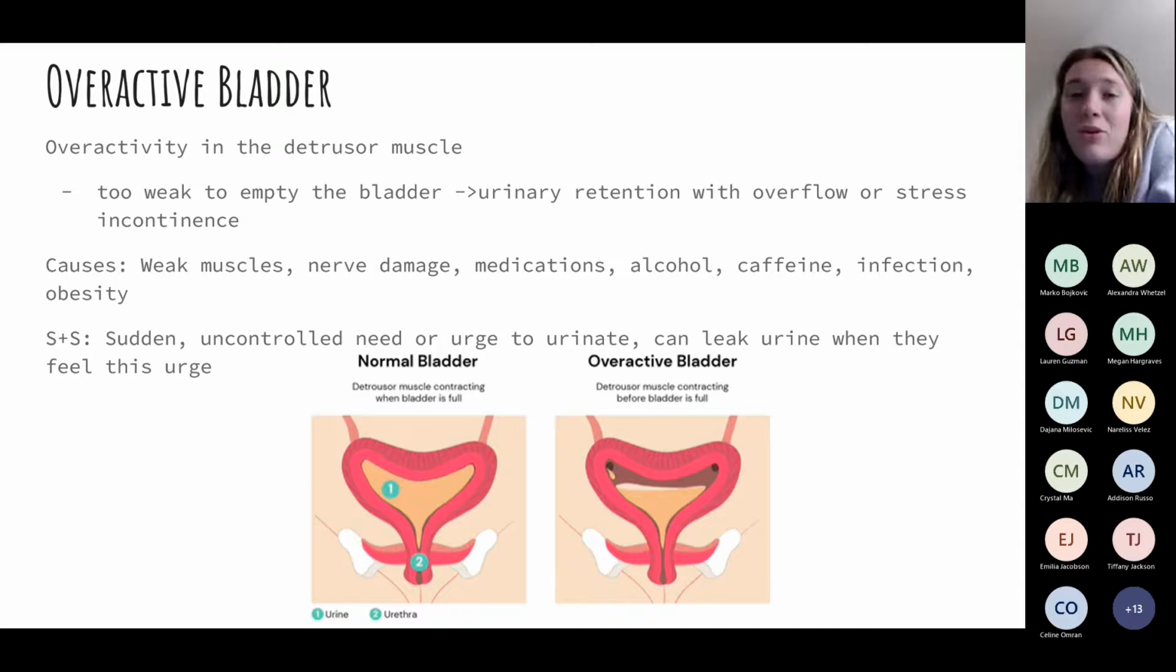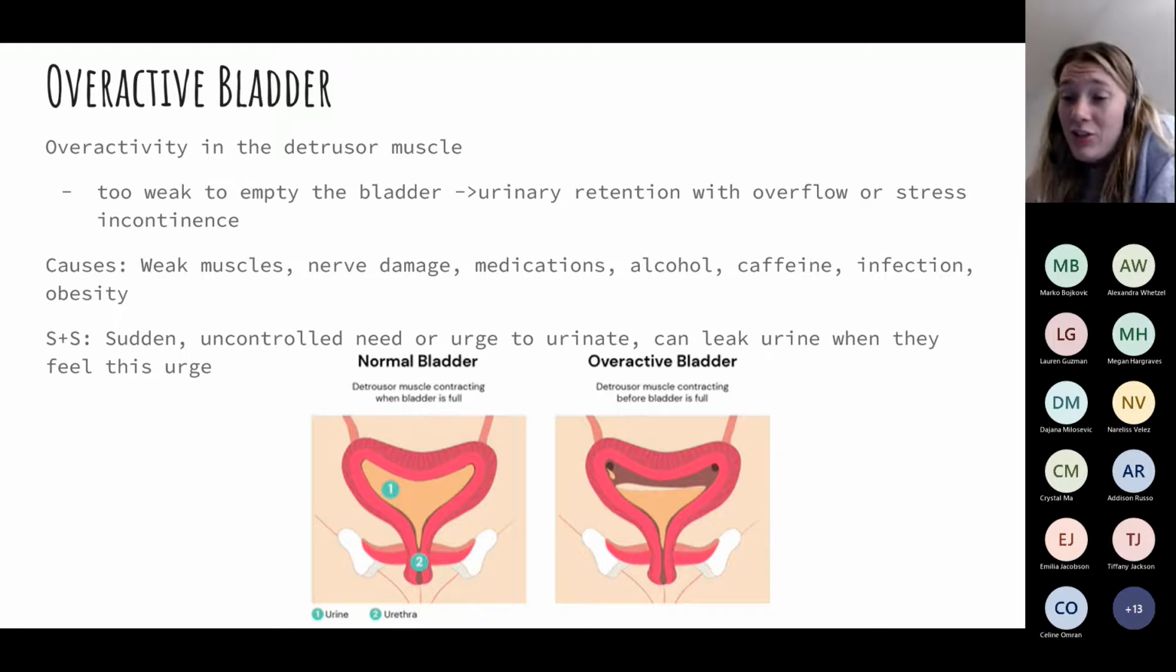That's what's happening with our overactive bladder. Our bladder just has these weird spasms where it's contracting and contracting and contracting before it's full. So this eventually leads to our bladder being too weak to fully empty. A lot of our signs and symptoms are that all of a sudden they're going to have this sudden uncontrolled urge to urinate, because that bladder is like, all right, time to go, time to go, time to go. Even though it's not fully ready to go yet, it's just premature.